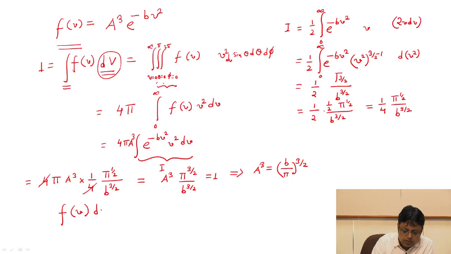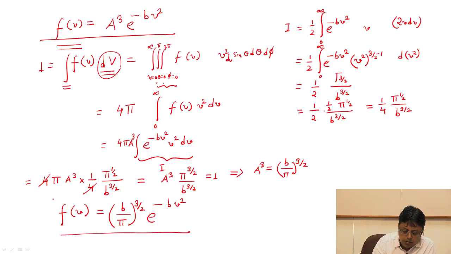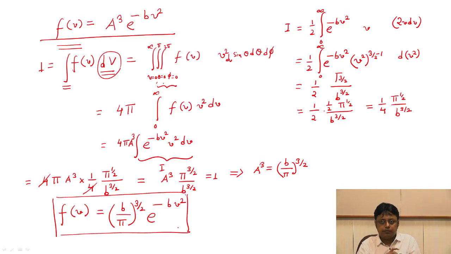I can see that. So we are writing the functional form of f(v), which was this. So now I have written it in terms of only one constant. So I have eliminated a. I'm writing a in terms of b, but still I have to evaluate b. So f(v) is b by pi to the power 3 by 2, e to the power minus b v square. So that is now the distribution function. Now we have to evaluate b.